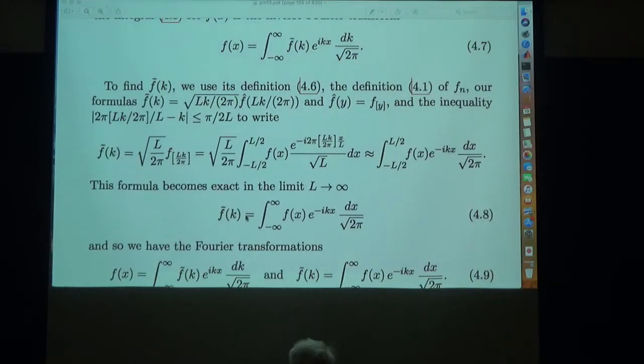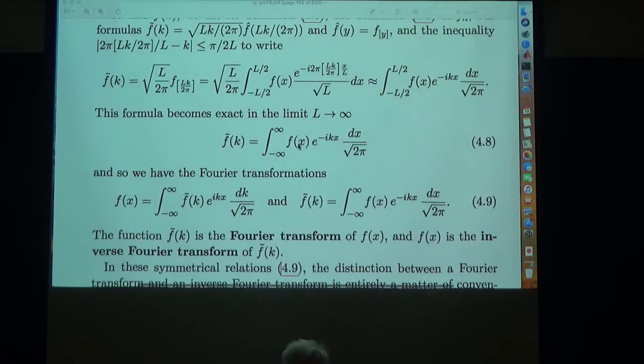L goes to infinity. And now we have the Fourier transform is the integral of the function e to the minus ikx over square root of 2 pi. And so we've arrived at these Fourier transform relations. The function is an integral of e to the ikx over root 2 pi over the whole real line. And the Fourier transform is the same integral of the function with the opposite phase, and again divided by root 2 pi. And so we say f tilde of k is the Fourier transform of f of x, and f of x is the inverse Fourier transform of f tilde of k.